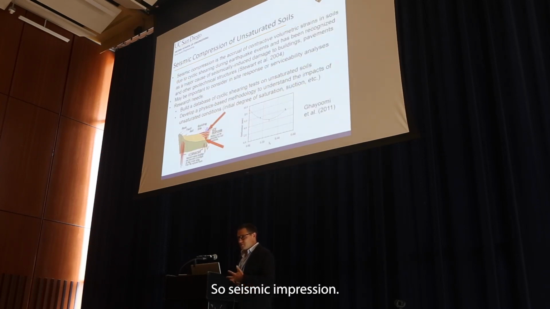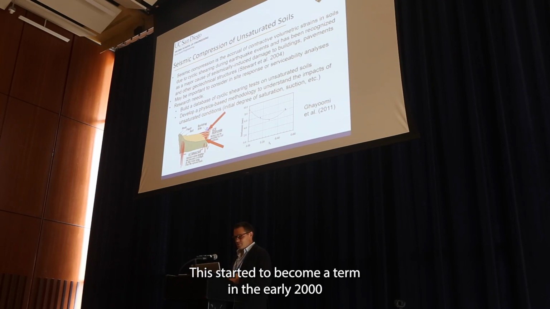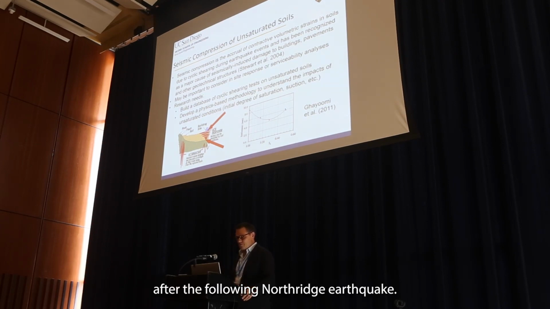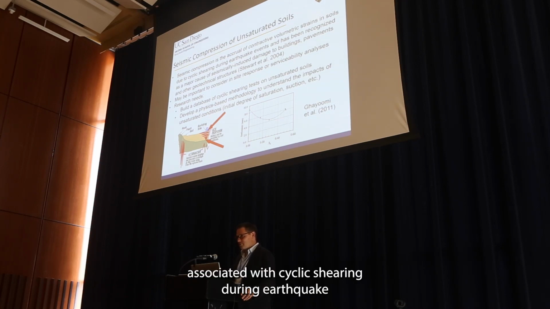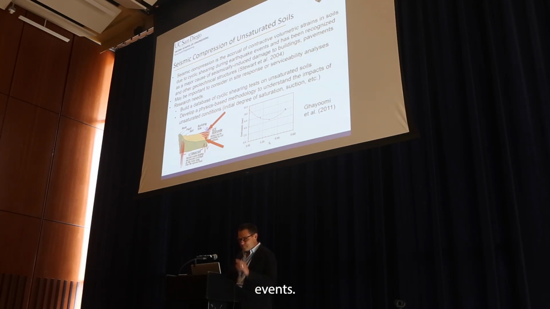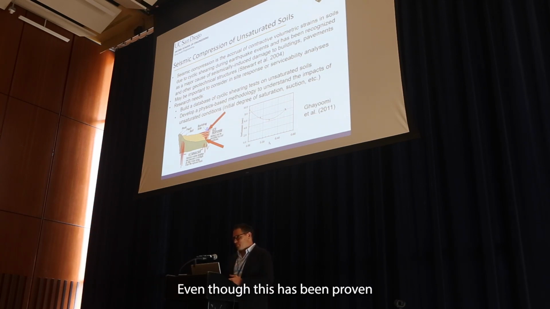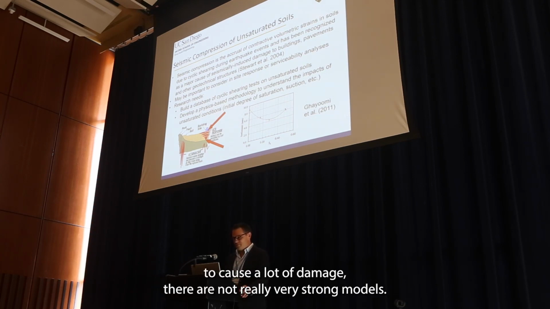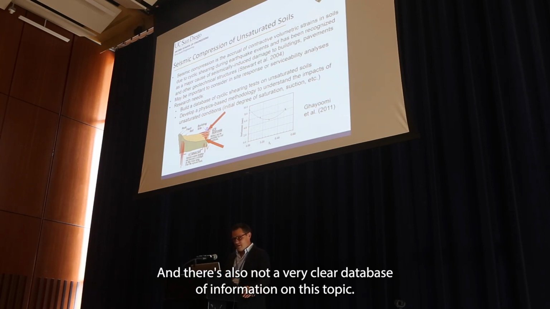So seismic compression, this started to become a term in the early 2000s after the Northridge earthquake. It's basically the accrual of contractive volumetric strains associated with cyclic shearing during earthquake events. Even though this has been proven to cause a lot of damage, there are not really very strong models, and there's also not a very clear database of information on this topic.